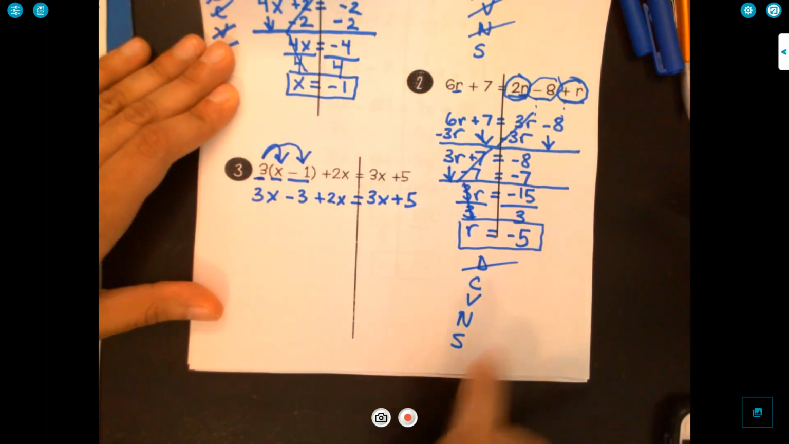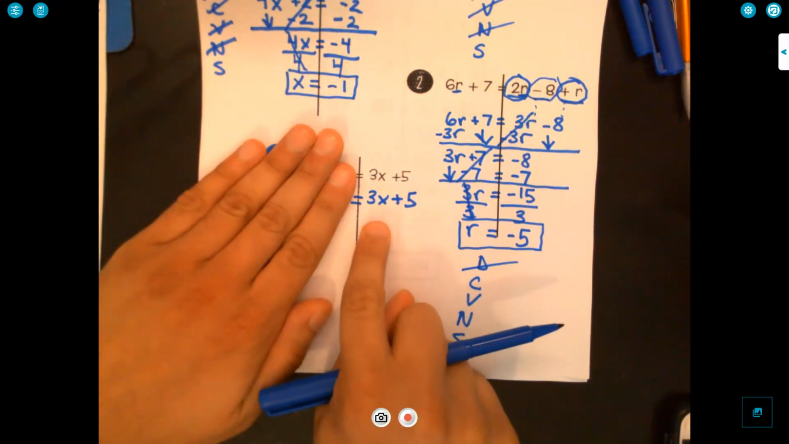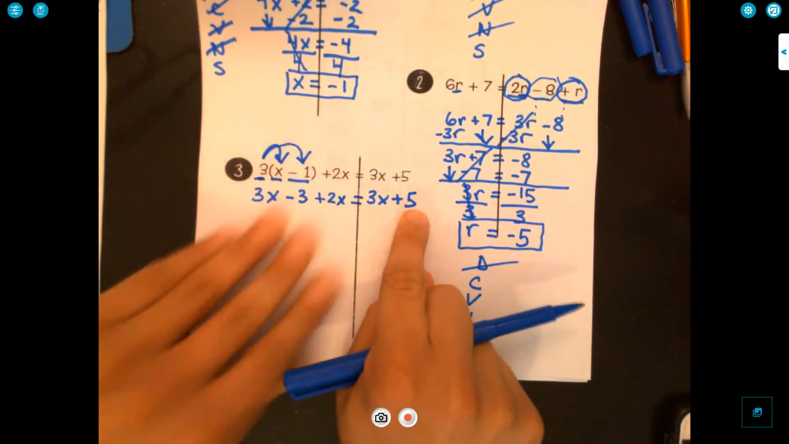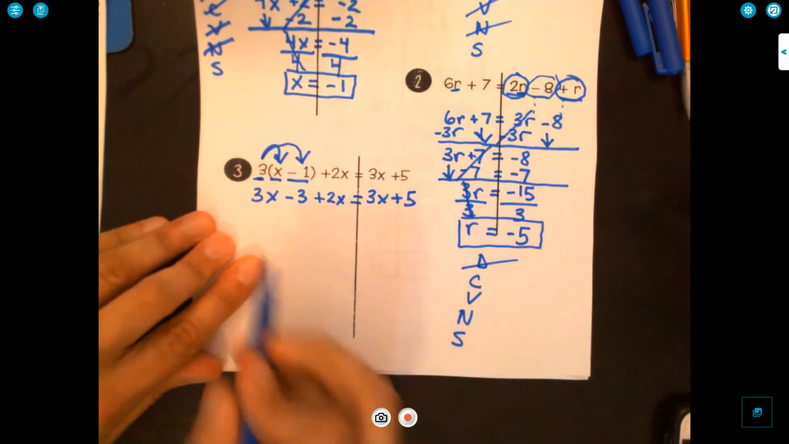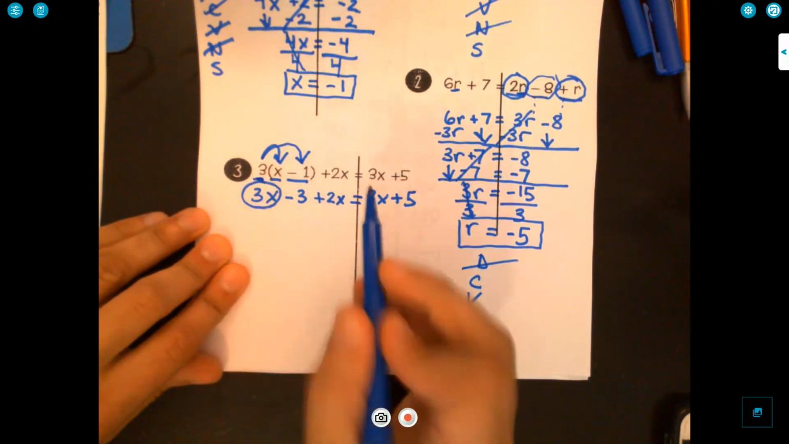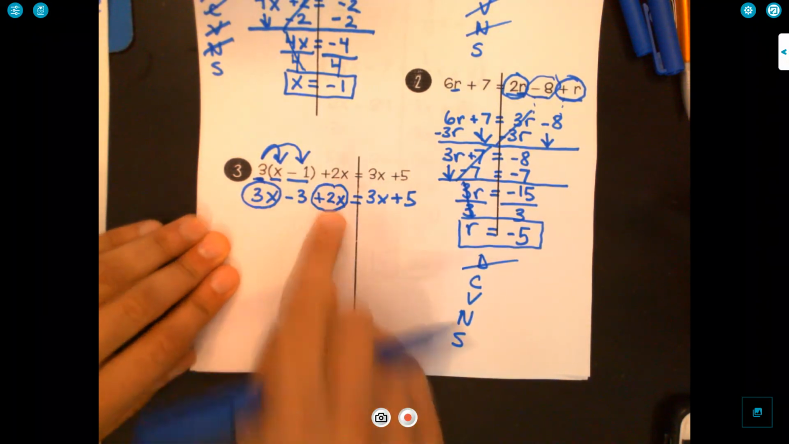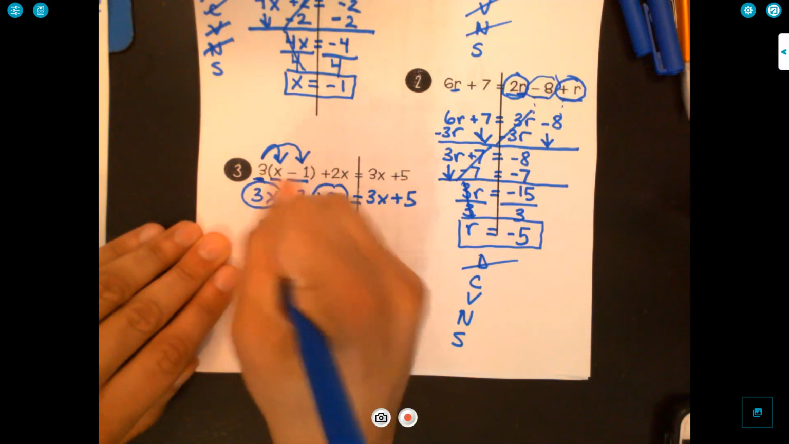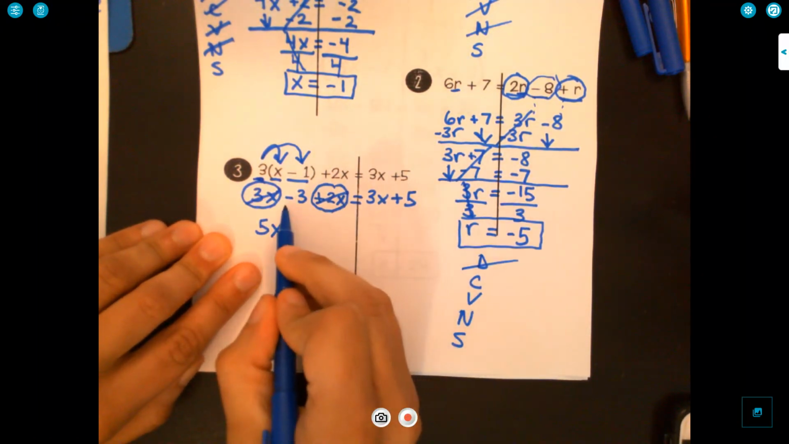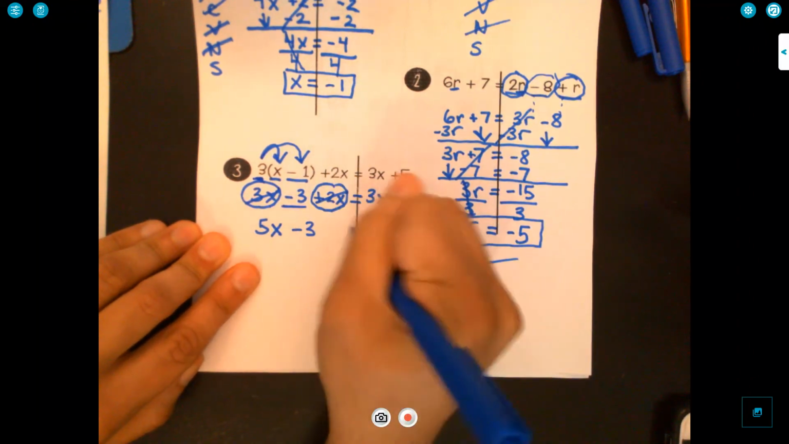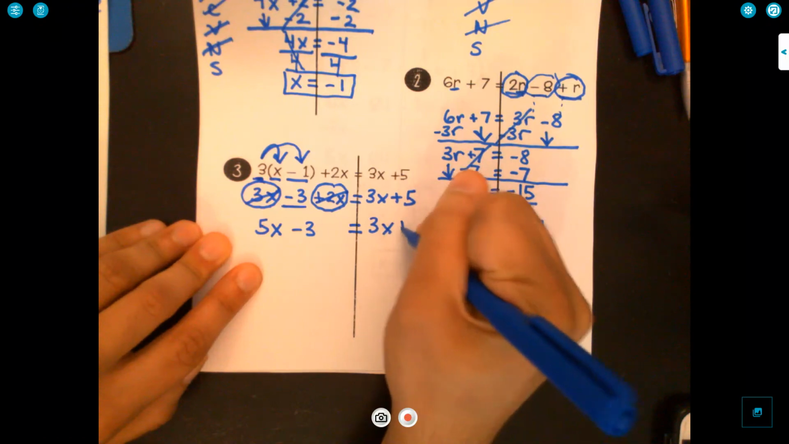All right, so we distributed, so now we need to look and see if we can combine like terms. So I'm going to look at the right side first. We got variable and a number. We got variable, number, and variable. Same variable. So we can combine these. We have a positive 3x and a positive 2x. So we take 3 plus 2, which is 5. Bring down our x, get 5x, cross those out. Bring down our negative 3. Bring down our equals. Can't combine this, so we leave that as is.